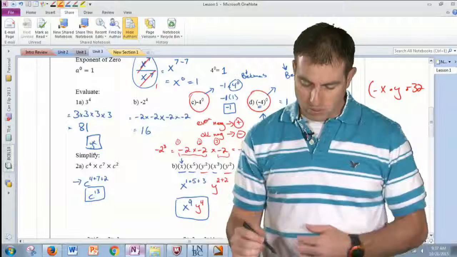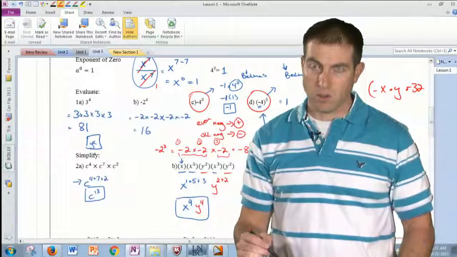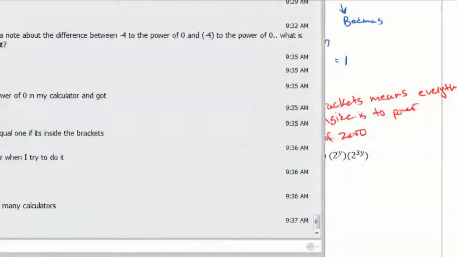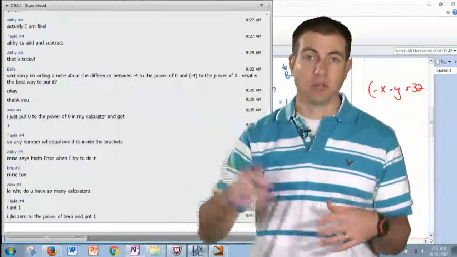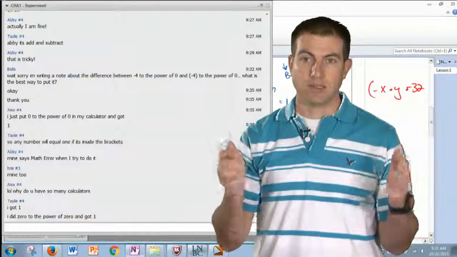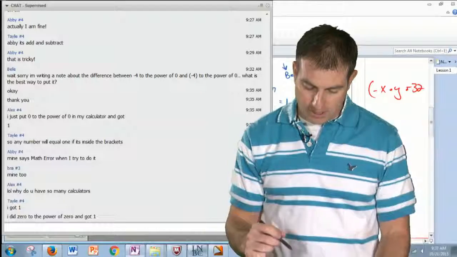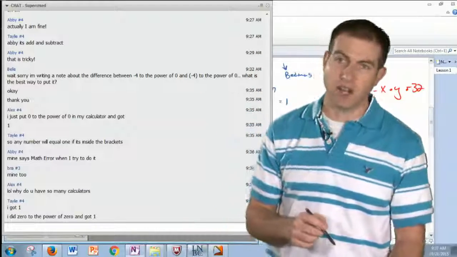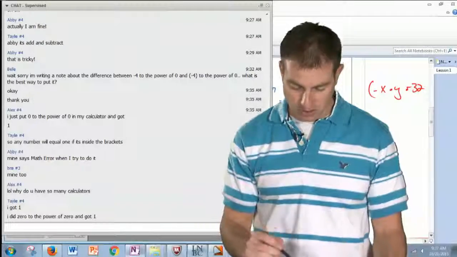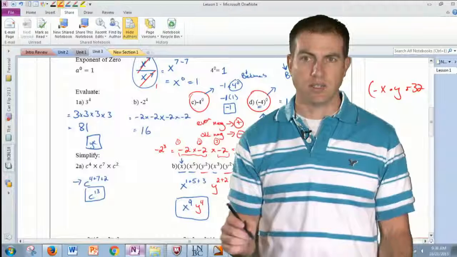Taylor, so any number will equal 1 if it's inside of the brackets to the power of 0. Yeah, that's exactly right. So no matter what's inside the brackets, if it's to the power of 0, you did 0 to the power of 0 and got 1. So it's a calculator thing, I guess. I don't know. I'll look it up for you guys and I'll have an answer for you next day, unless you've looked it up online and figured it out. But I'm pretty confident you can't do it, it's just 0.